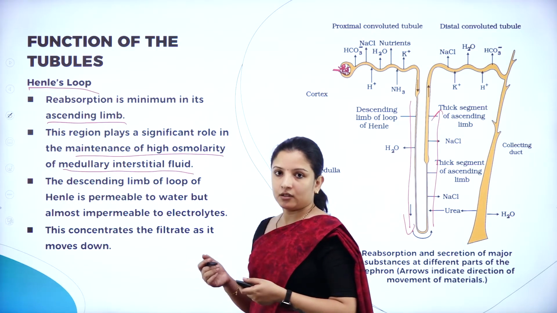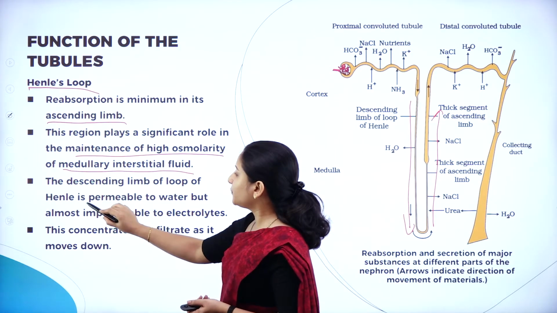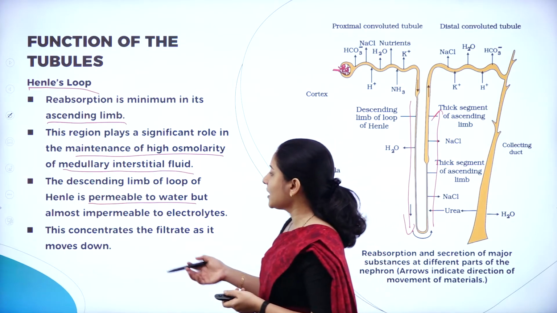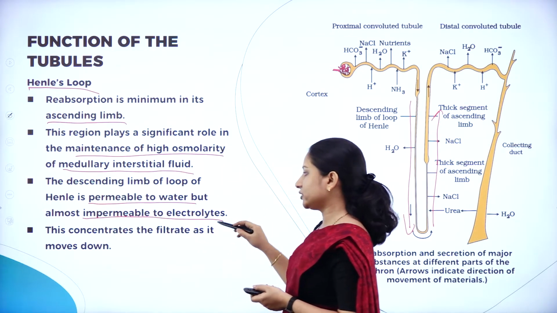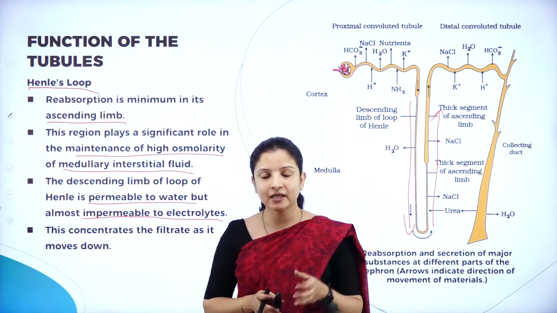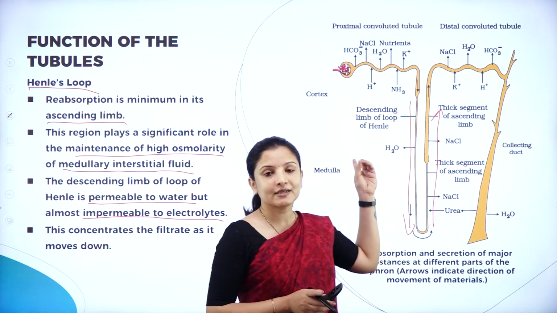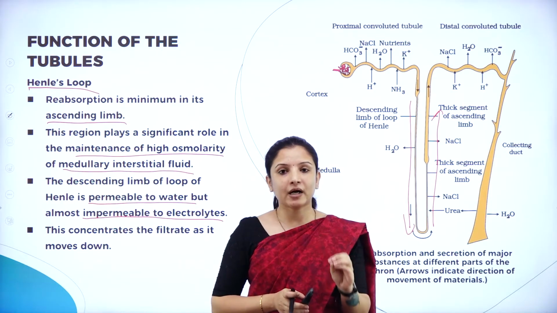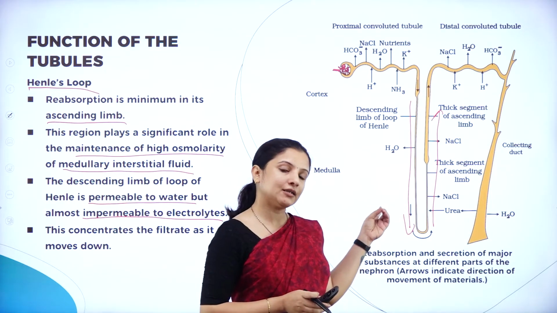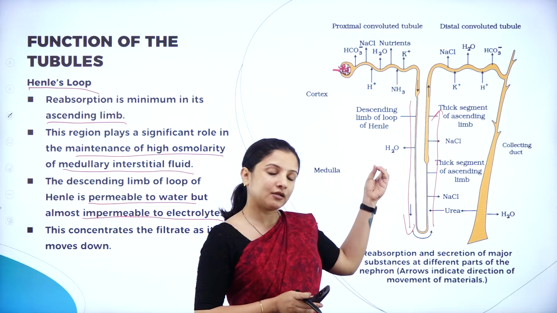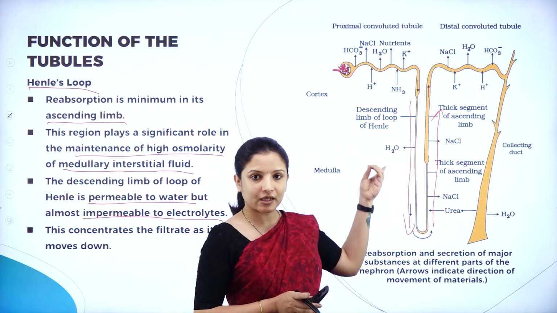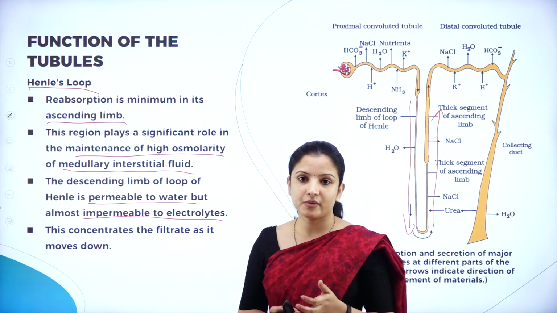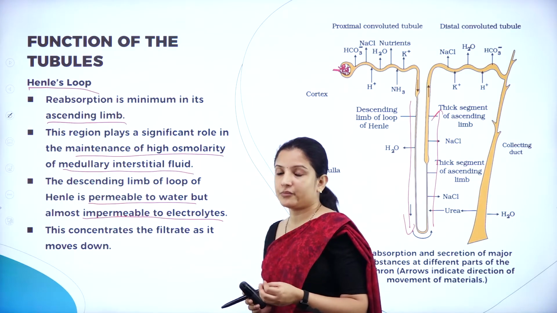And the descending Henle's loop is permeable to water. That is, it allows the entry of water very easily, but it is impermeable to electrolytes. So that is why electrolyte reabsorption occurs in the proximal convoluted tubule. It will not occur in the Henle's loop. But water reabsorption occurs in the Henle's loop. Why not electrolytes in the Henle's loop? Because the Henle's loop is not permeable to electrolytes, but only permeable to water.